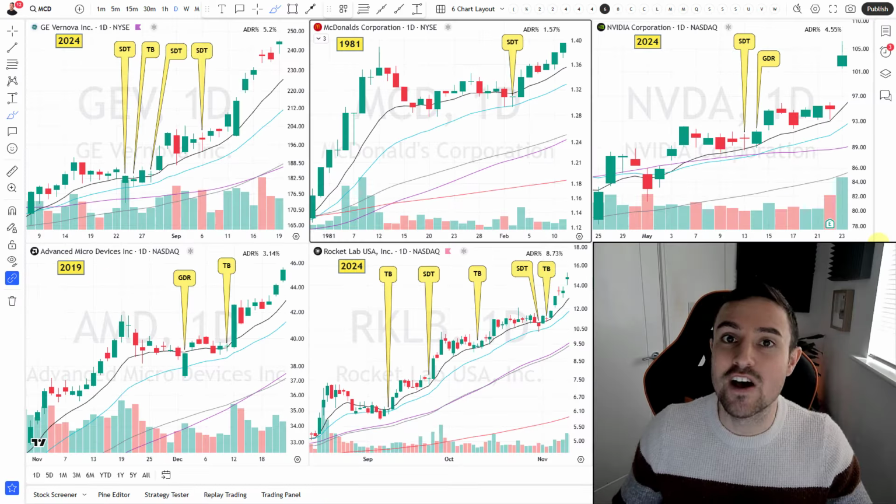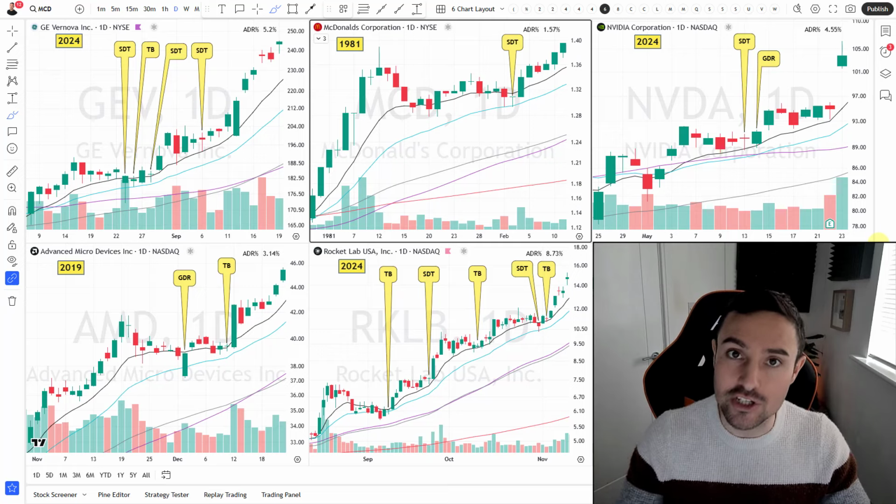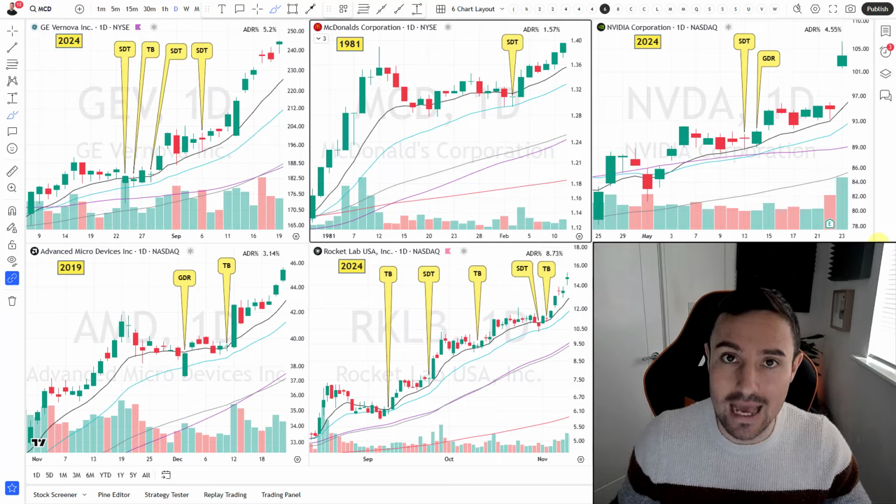So the first candlestick that I'm going to teach you how to recognize is what I call the trigger bar. Then I'll teach you the shakeout demand tail. Then I'll teach you the gap down reversal bar.